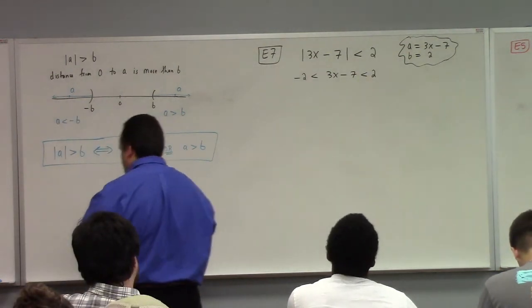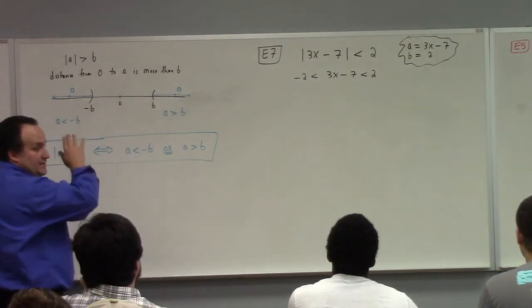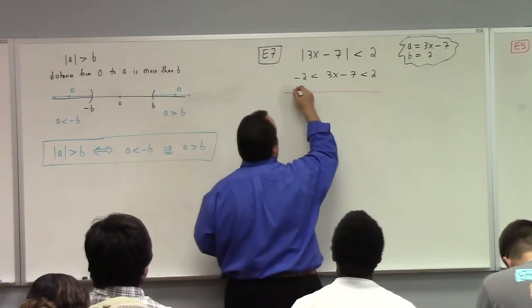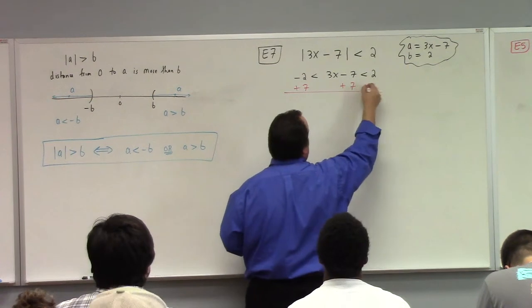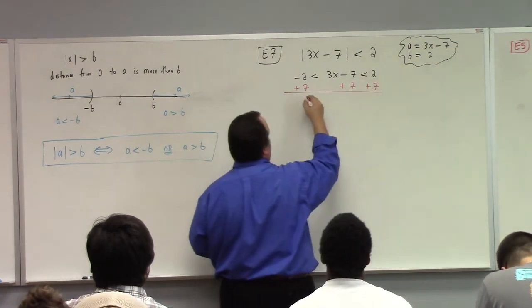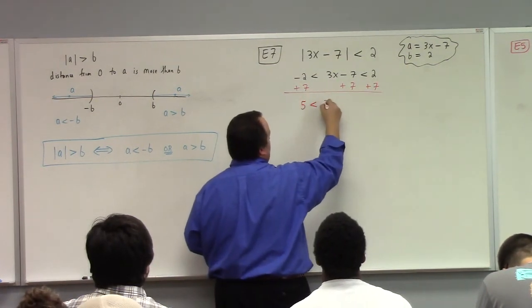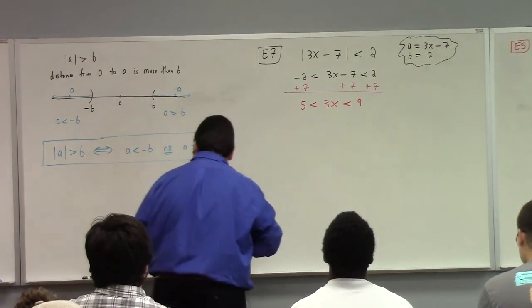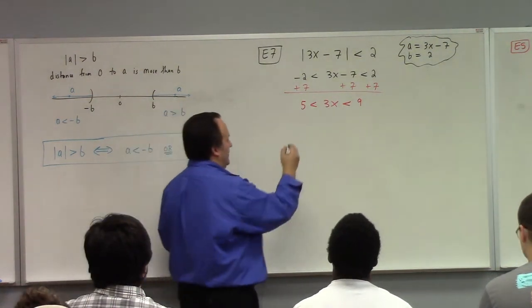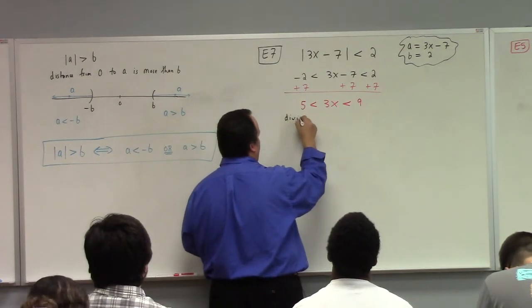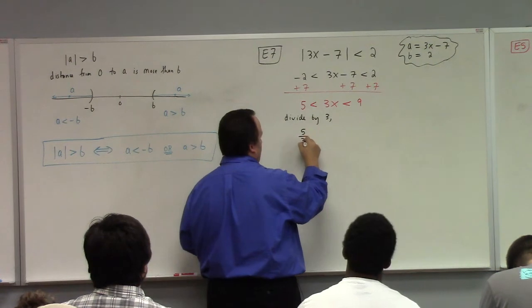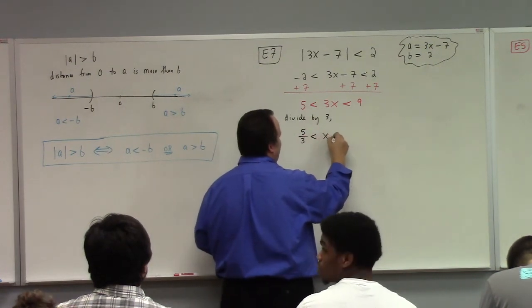Hey, now we're back to last class, right? So now we just add 7 across the inequality. And that gives us 5 less than 3x less than 9. And now we divide by 3, which gives us 5/3 less than x less than 3.